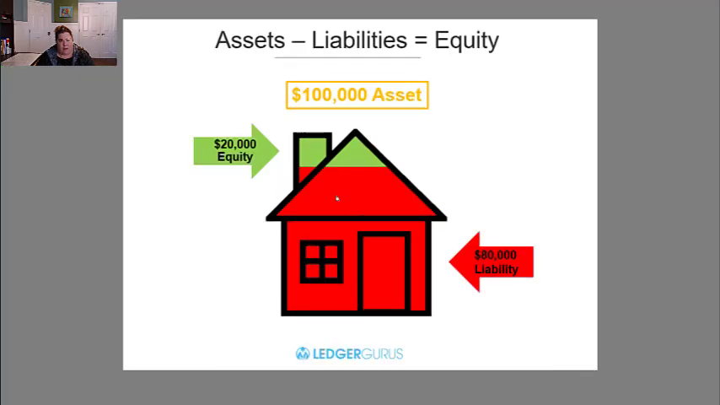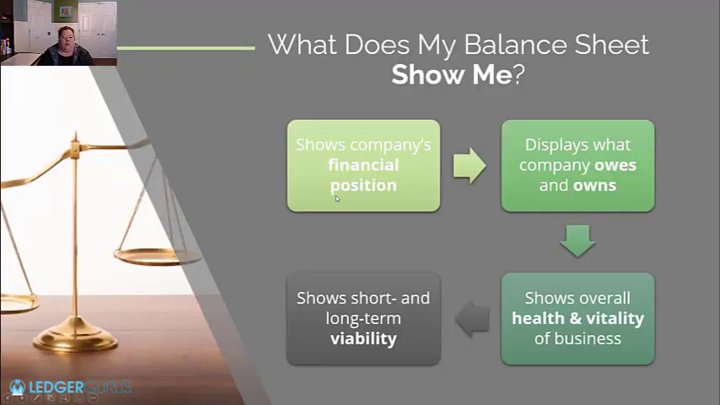So when we come back to this, what does my balance sheet show me? All of these things about the assets and the liabilities and the equities, why do I care? What is it showing me? So it shows your company's financial position. If you think about the house example again, if I owe more on my house than what it's worth, I know from a financial perspective when it comes to my house, I'm in a little bit of trouble. It displays what the company owes and owns.